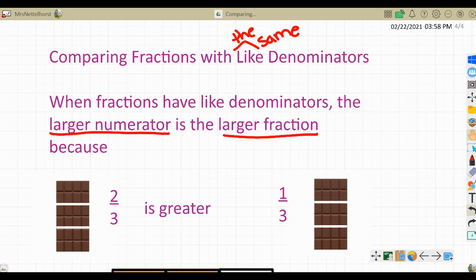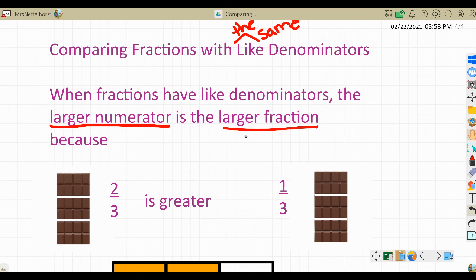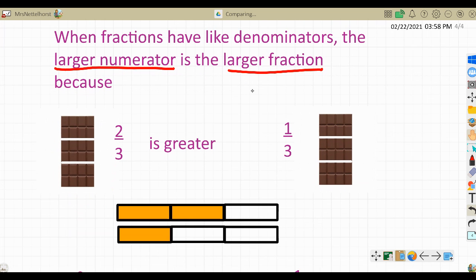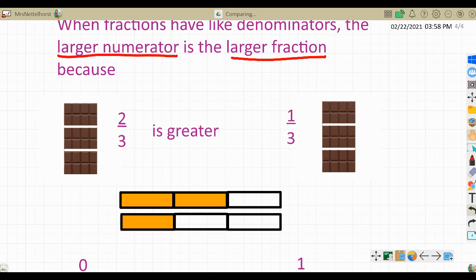Okay, so this one's easier. It's like numerators that you really have to think about; it's a little harder. Okay, so 2/3 is greater than 1/3. So if I eat this piece, and someone else eats this piece, I ate more of the candy bar than they did because I ate 2 of the 3 pieces. You can see here on the model below it, 2/3 and 1/3. More of 2/3 is shaded in than 1/3.